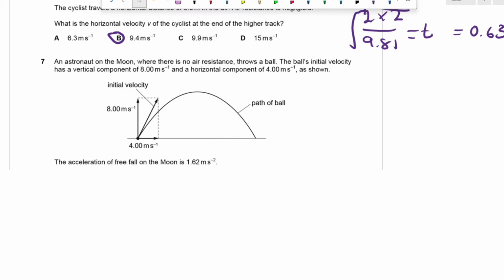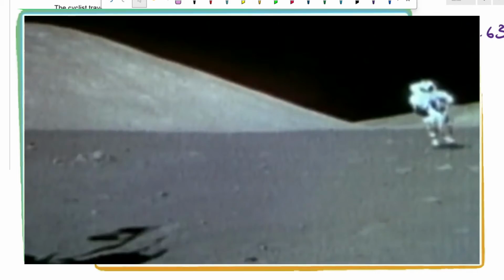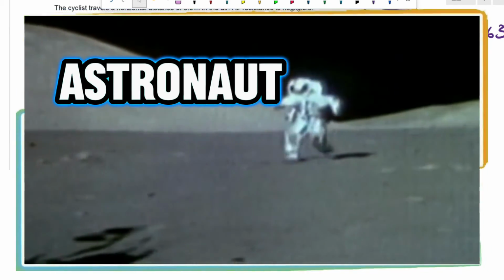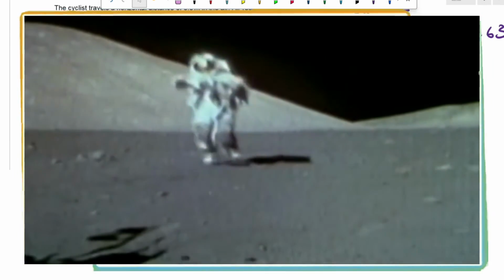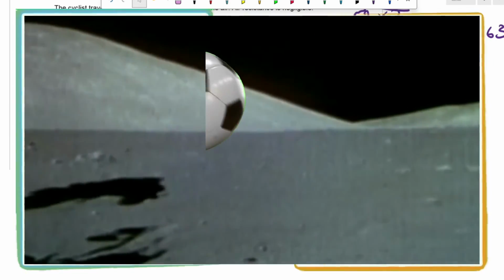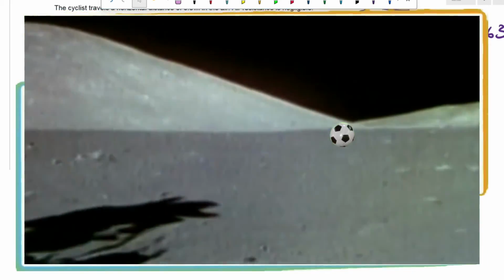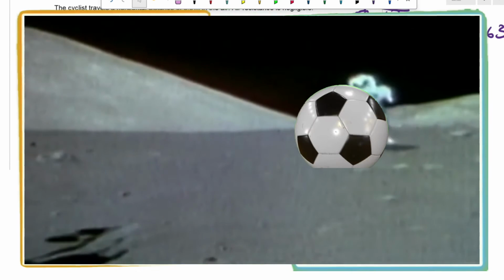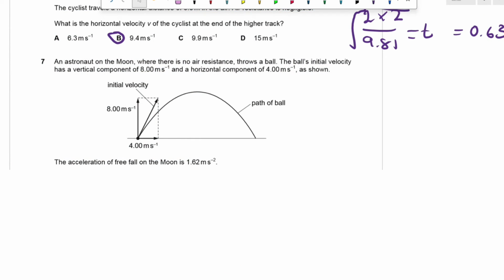An astronaut is on the moon. So we are going to the moon, guys, and we have an astronaut who's busy walking on the moon. Now the astronaut throws a ball. Now this is a very fun astronaut. He's playing, I don't know what he's playing, but he has a ball on the moon. So he has the ball, he throws it, and the initial velocity of the ball has a vertical component of 8 and a horizontal component of 4. So we want to find the speed 9 seconds after being thrown.